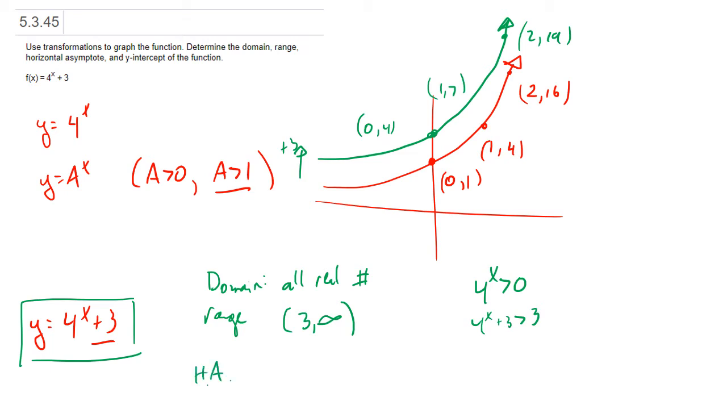Horizontal asymptote. Typically, an exponential curve has a horizontal asymptote of y equals 0, but this has been shifted up by 3, so the horizontal asymptote is y equals 3. Referring to our original picture, this exponential curve is going to approach this asymptote of y equals 0 as x goes to minus infinity, but it has been moved up by 3 units. And the y-intercept has already been given here. That's at y equals 4.